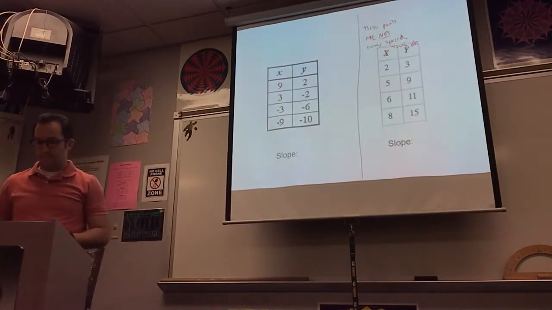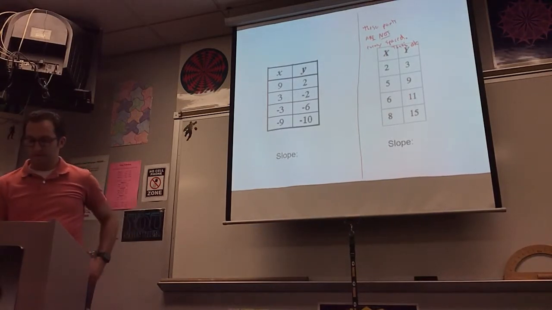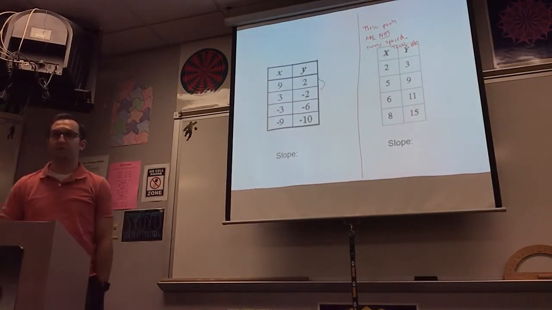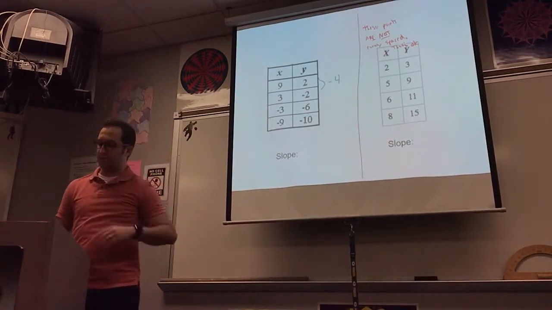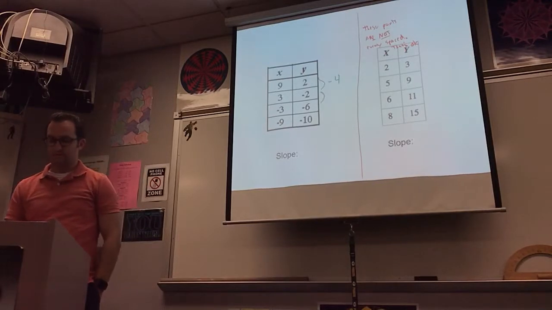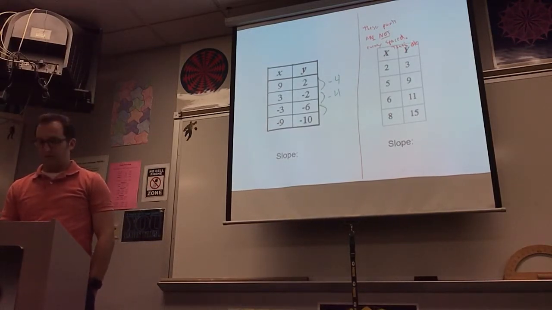Let's get our next one. Let's find our change in y. What is our change in y from 2 to -2? It's -4, right? Because it's going from 2 to -2. -2 to -6, -4. -6 to -10, -4. Sweet. So our change in y is -4.